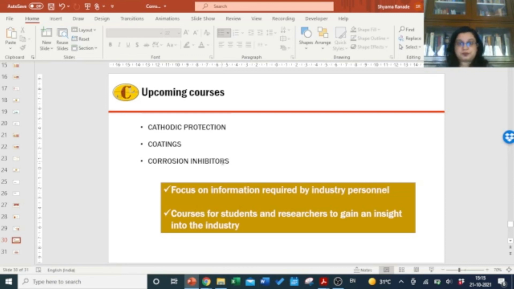Everything is focused on the information that is required by industry personnel, and also for students and researchers to see how industry thinks and how to take the basics and relate it to the industry.